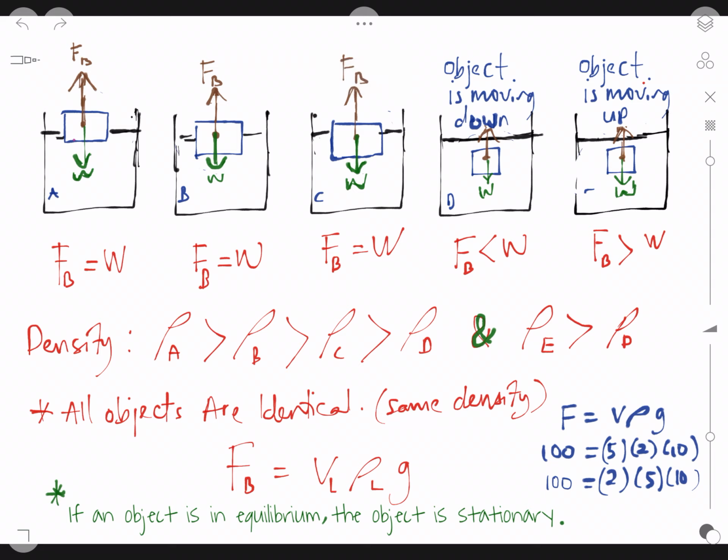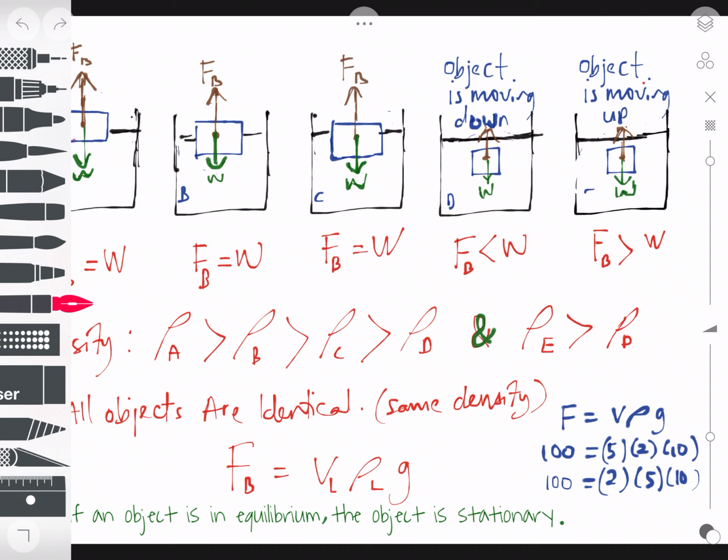But you can see this one, the part which is submerged in water is less compared to this one. And this one has more of the object submerged under the water surface. So what makes the difference between the 3 situations here is the density. The density of liquid A is higher than B, and the density of liquid B is higher than liquid C. And also it is higher than liquid D.